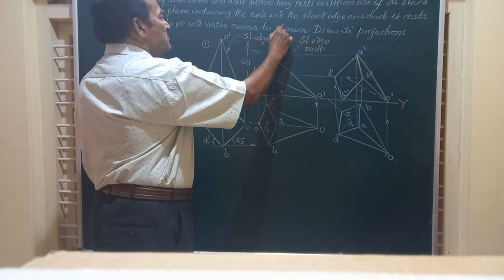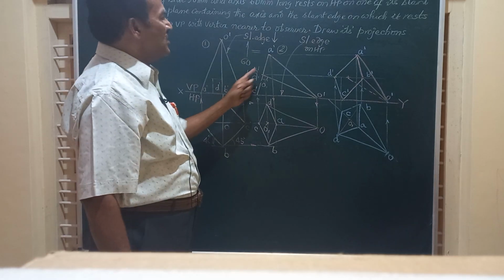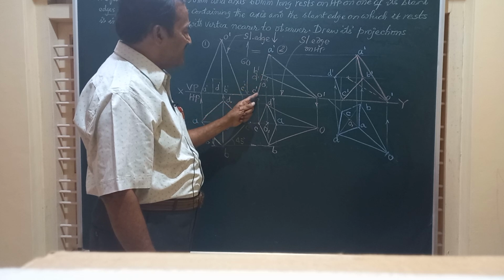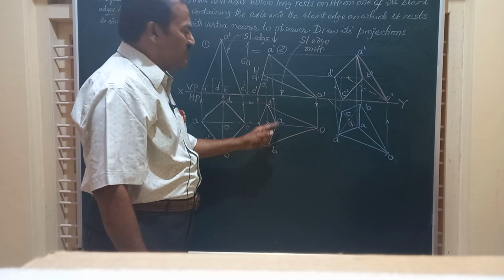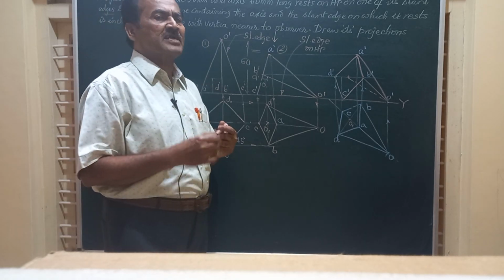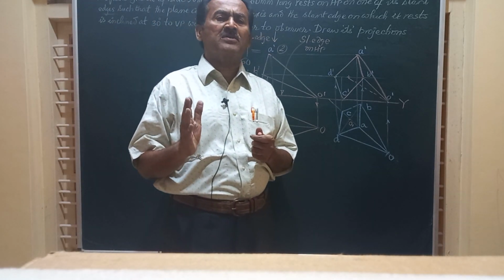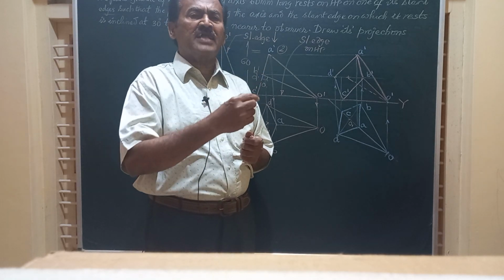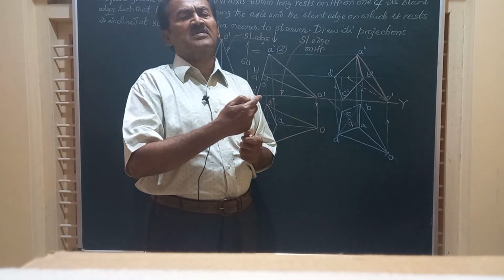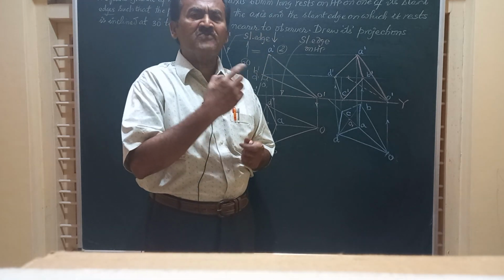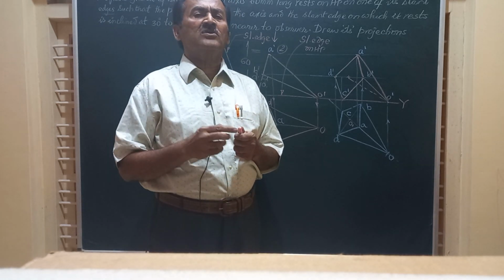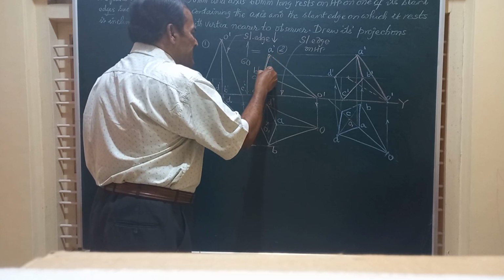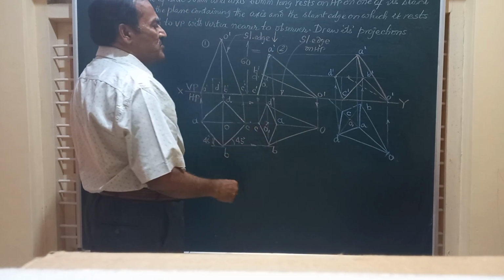And if you see from the top, in the top view, the complete base of the solid represented by A dash, B dash, C dash, D dash, this line is completely visible to the observer. And you should remember at this point that whenever a pyramid or a cone is placed on HP on one of the slant edges or one of the triangular faces in case of any pyramid or one of the end generators in case of the cone, the complete base of the solid represented by this line is totally visible to the observer.